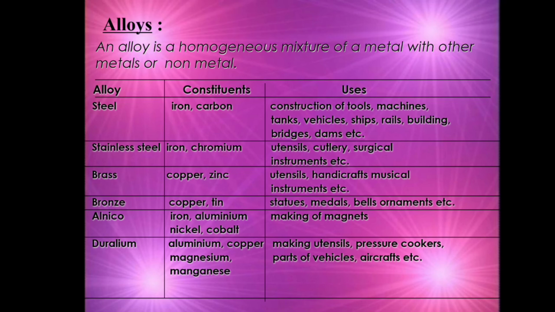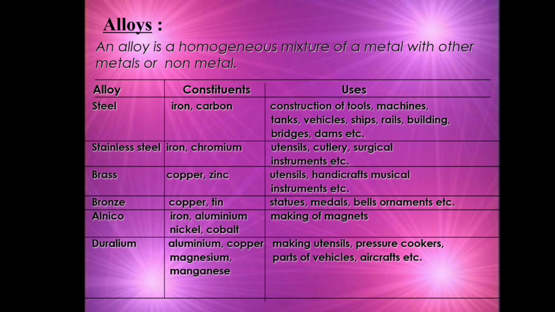Then other alloy is stainless steel. Its constituents are iron and chromium. Uses are utensils, cutlery, surgical instruments, etc. Then third alloy is brass. Its constituents are copper and zinc. Its uses are utensils, handicraft, musical instruments, etc.